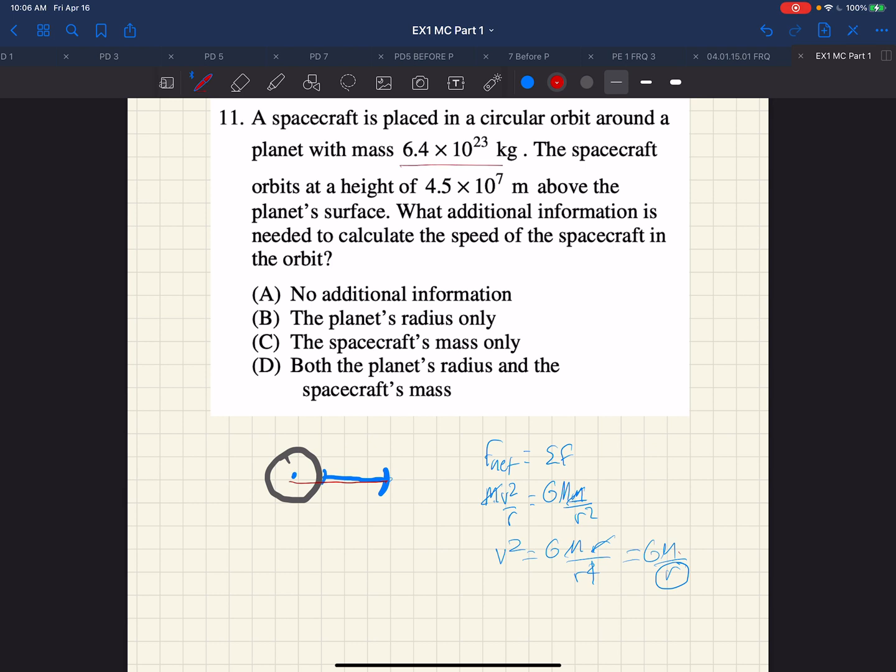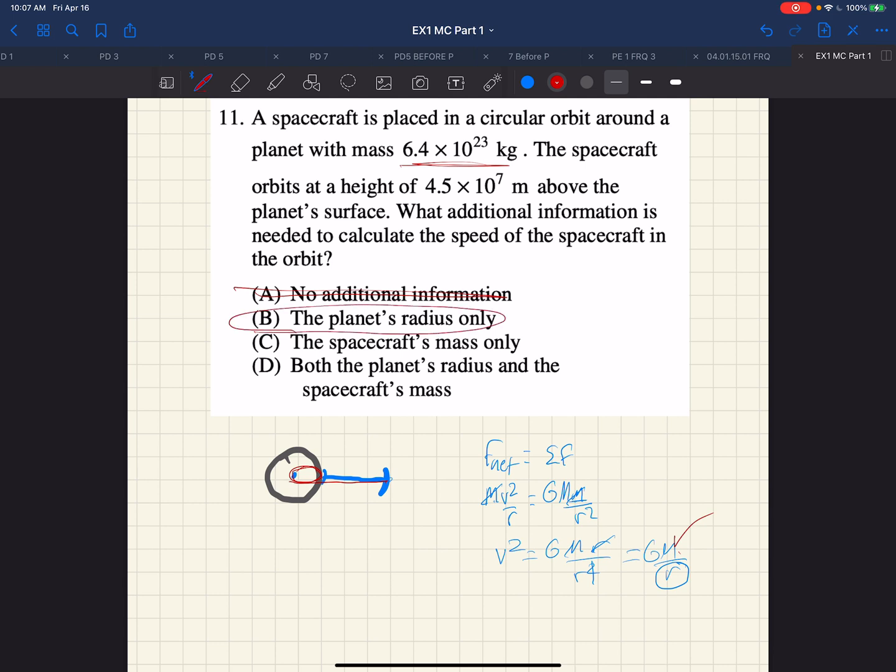So we know the mass of the planet, good. And we know the height, but that's not r. So the additional information we need is the radius of the planet. So we definitely need additional information. And it does say that all we need is the radius.